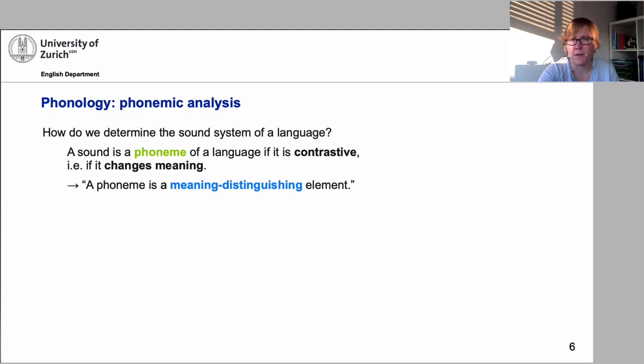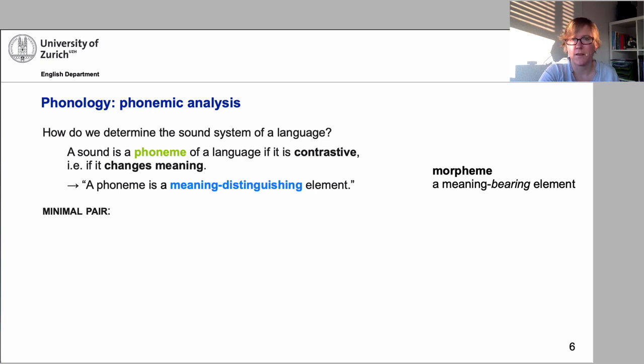Now, you may be familiar with such a definition from morphology, if you've already had phonology, where we said that the morpheme is a meaning-bearing element. So that's a parallel to the phoneme as a meaning-distinguishing element. Now, to find out the phonemes as meaning-distinguishing elements, we use minimal pairs.